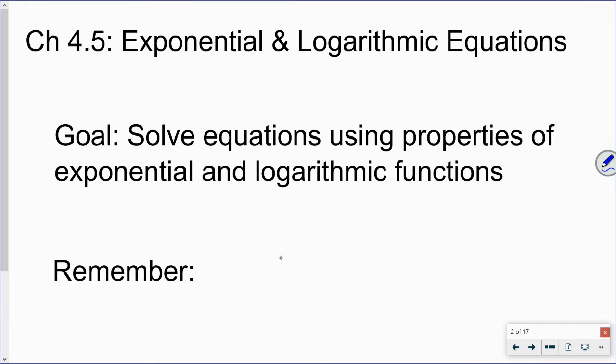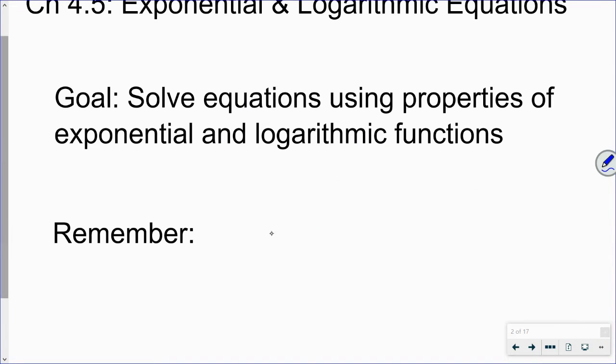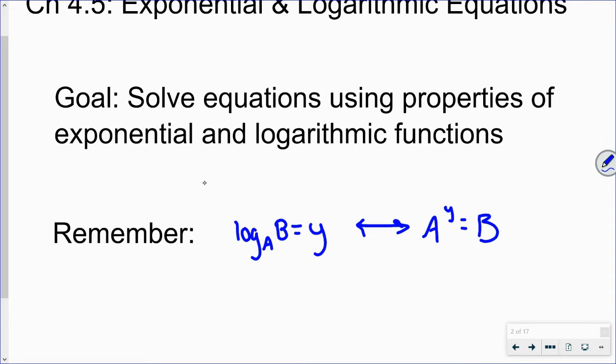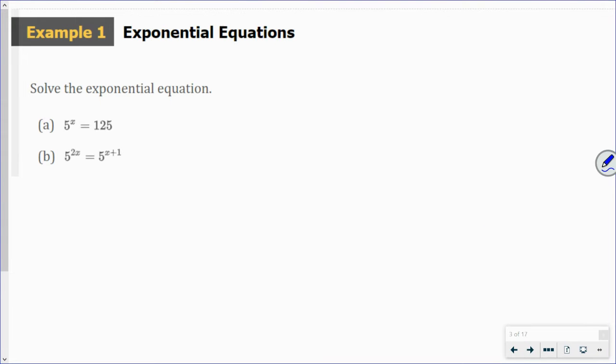This is probably the most important thing to remember: log base a of b equals y, let's say. You rewrite this as a to the y equals b. This is the most important thing that you can know in this chapter for the test. If you don't know this on the test, you're going to struggle. I tell kids all the time, when in doubt, write it in the other form. That's one thing that you can do.